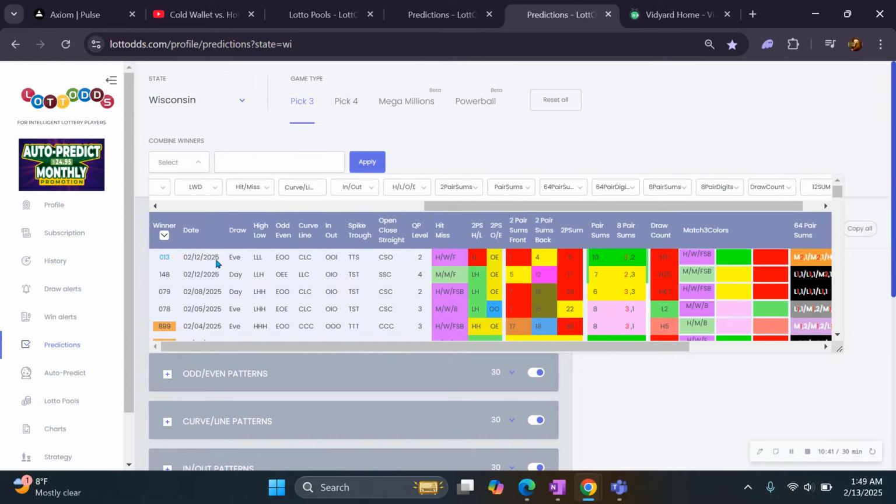So 0, 1, 3, hit. Why is it a hit? Because in the previous 3 on this, there was a 0. It's a win. Why? Because obviously a pair was used, 0 and 1. And it's a front because it's a 0 and a 1. There's no 3 in the previous 3. Therefore, it's just hit, win, front.